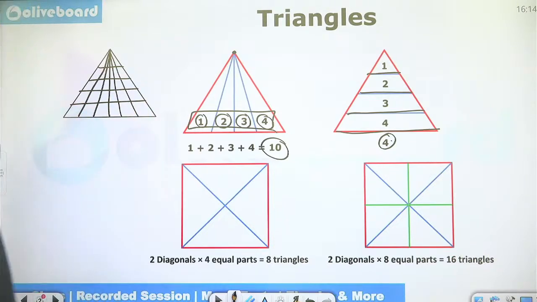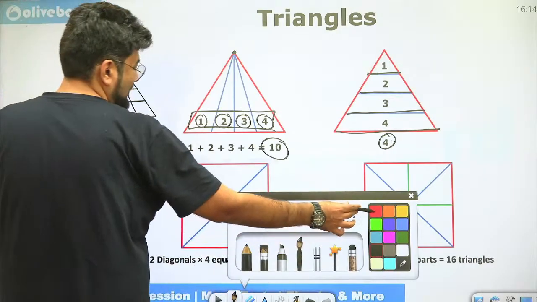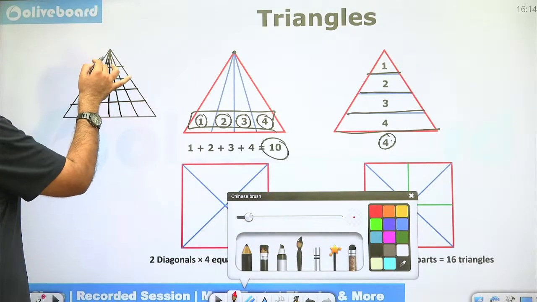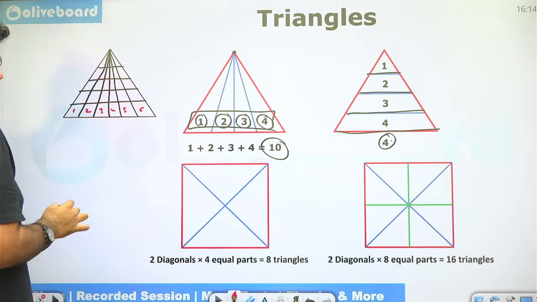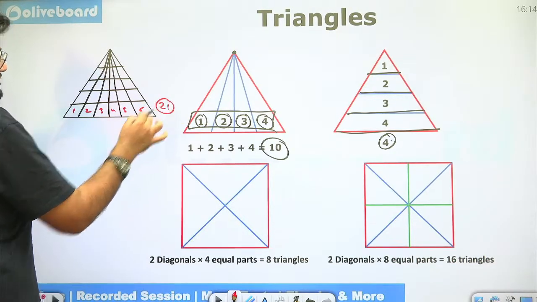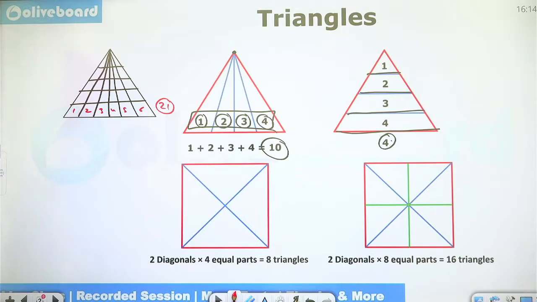So how many triangles are there in this figure? That's the question. That's how they'll ask you. So how will you approach this question? You will always find the number of vertical parts first. So 1, 2, 3, 4, 5, 6. There are 6 vertical parts here. Total is 21. Okay. Total is 1 plus 2 plus 3 plus 4 plus 5 plus 6, 21.